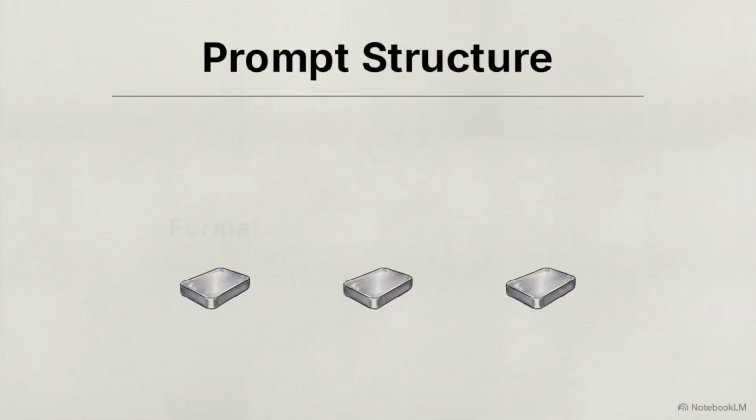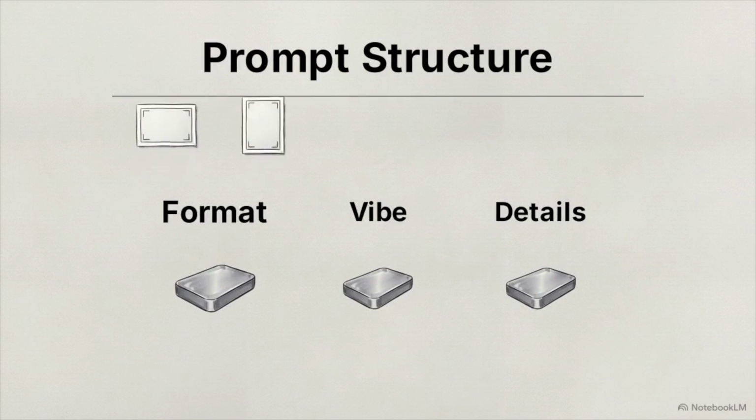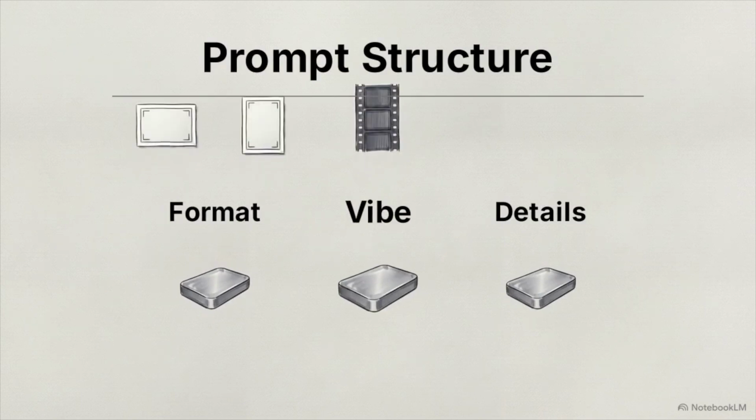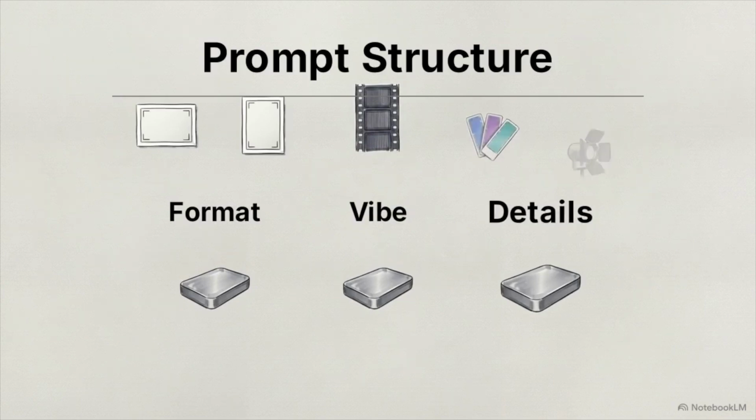This diagram shows the anatomical structure of a professional prompt: format, vibe, and details. Format defines the exact dimensions, like 16:9 widescreen. Vibe overrides the default aesthetic with stylistic keywords, like cinematic. Finally, details dictate specifics, like color palettes and lighting.